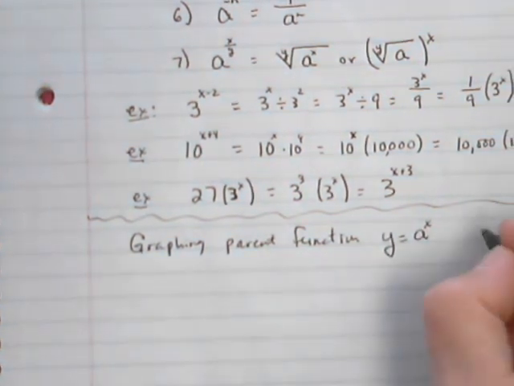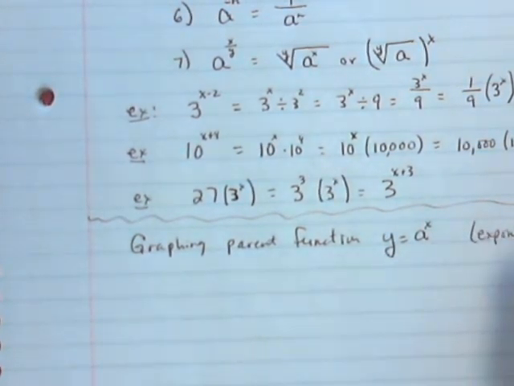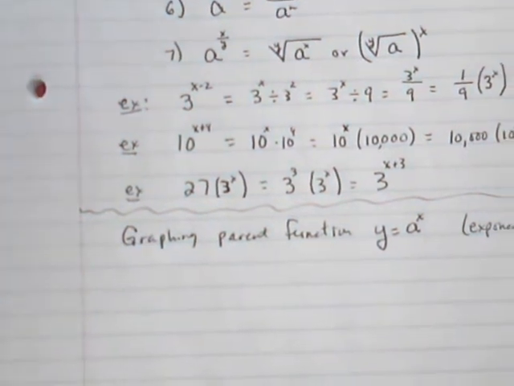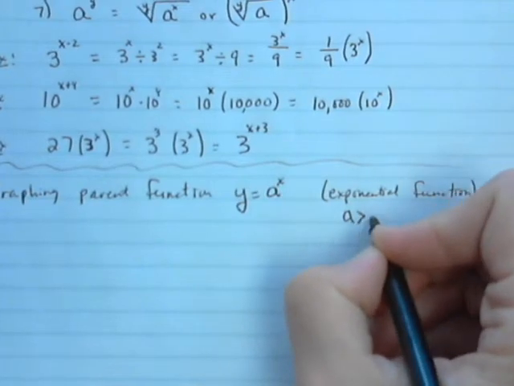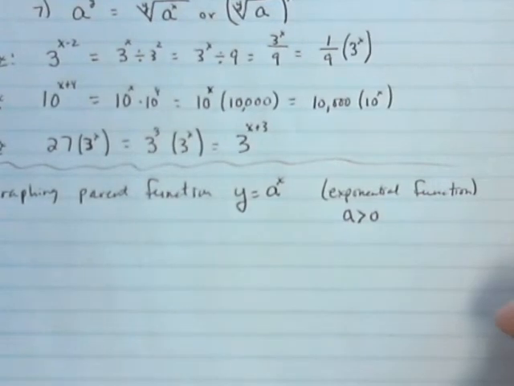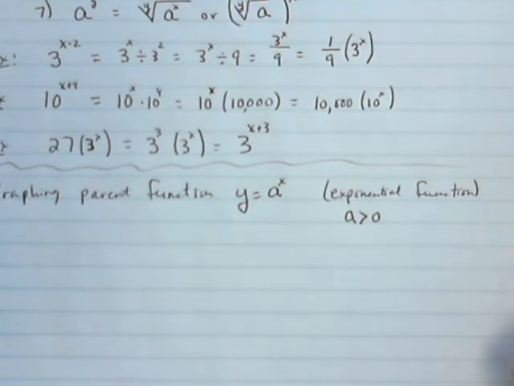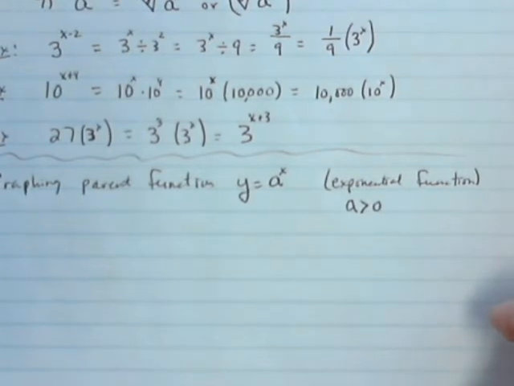This is called an exponential function. And the requirement on the exponential function is that a must be greater than 0. A can't be negative, and a can't be equal to 0. You graph these parent functions in Algebra 2, and what we're going to do this year is graph them without a graphing calculator, and we're going to do all of the common transformations on it, shifting, reflecting, and stretching based on what we're given.